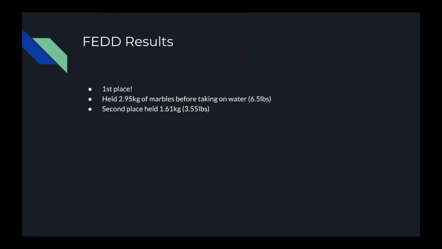We did great during FEDD. Our canoe held 2.95 kilograms of marbles, or about 6.5 pounds. We came in first place, which was our goal we set for ourselves at the beginning of the project.